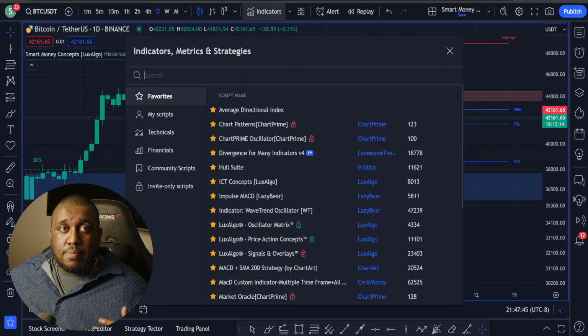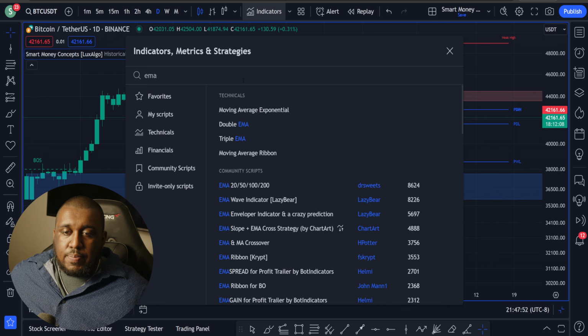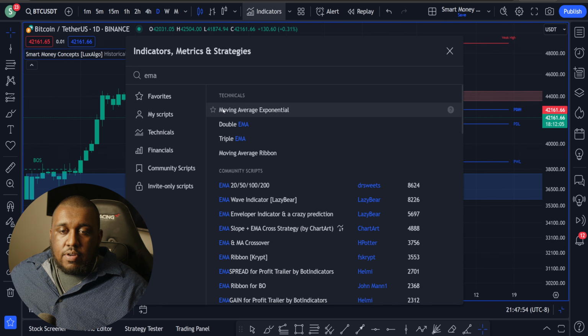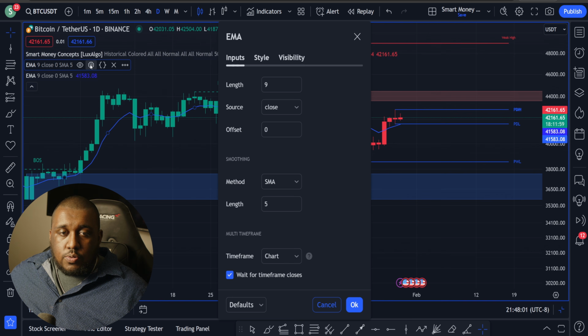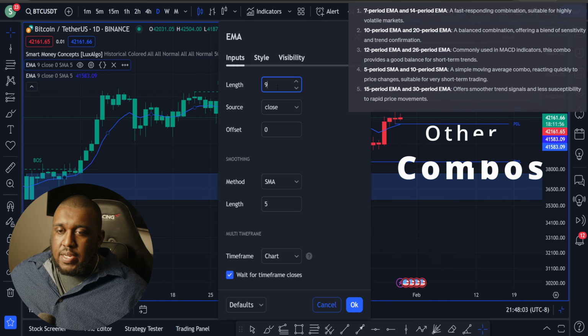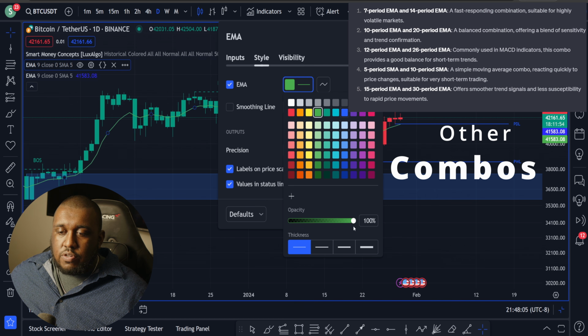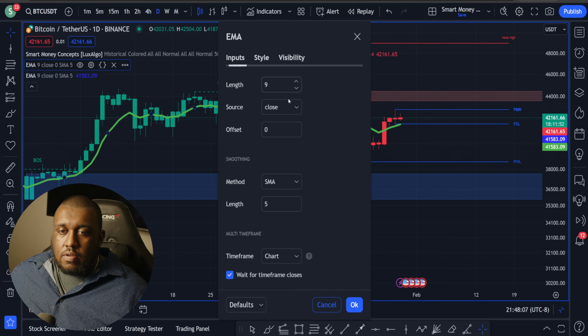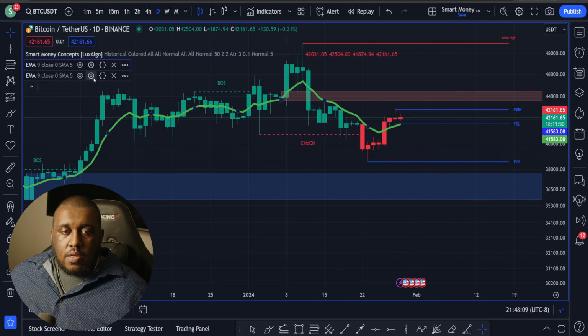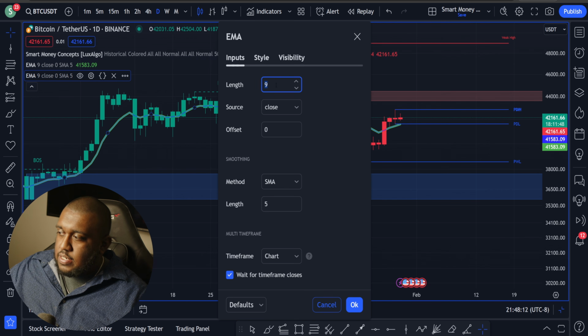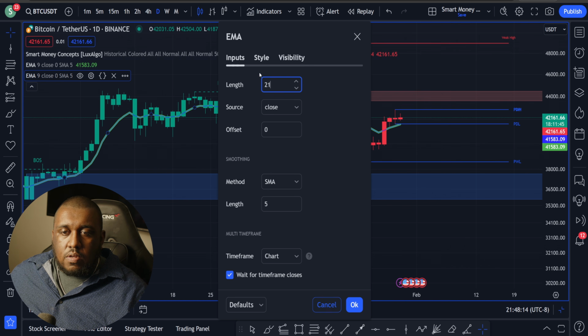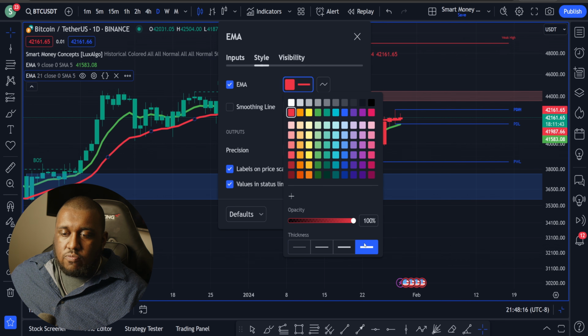for a lot of people that like to backtest and try out different types of moving average crossover strategies. So instead of simple moving averages, we're just going to type in EMA, and you're going to see right here, moving average exponential. I want you to hit this twice. Next, we're just going to change these up. The first one can be 9. Let's make this green and a thick line. Hit OK. The second one, we're going to make a 21 period. It's going to be red.